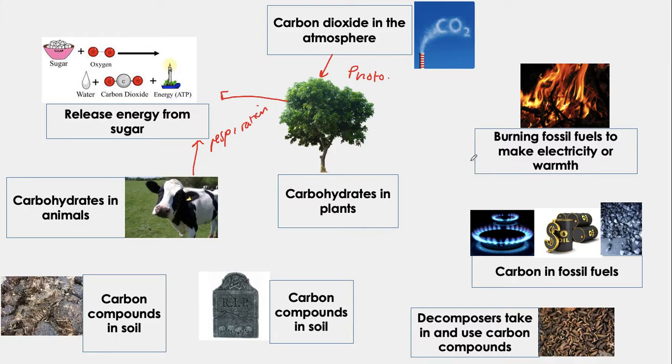burning fossil fuels to make electricity or for warmth, this is combustion, and it releases carbon dioxide into the atmosphere. Carbohydrates in animals can become carbon compounds in the soil. So this could be through excretion. The animals can also die, so this is death. This is decomposition.